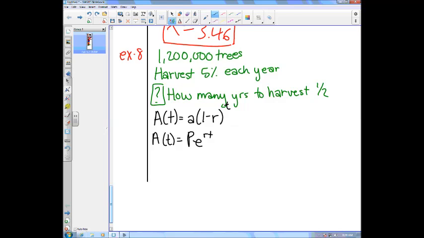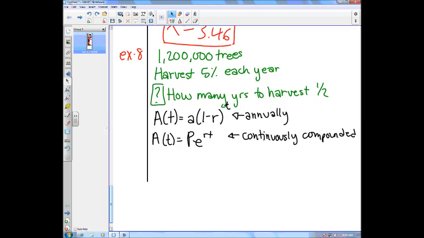Face forward, please. There are two different interest formulas. This one is compounded annually. What do you remember about PERT? How is PERT compounded? Continuously. Continuously compounded. We need to know the difference of those two. Now, think about our trees. It doesn't say anything about replanting here, by the way. But each year we're cutting down 5%. So is this showing exponential growth, or exponential decay? Decay. Decay in the quantities of trees we have, right?